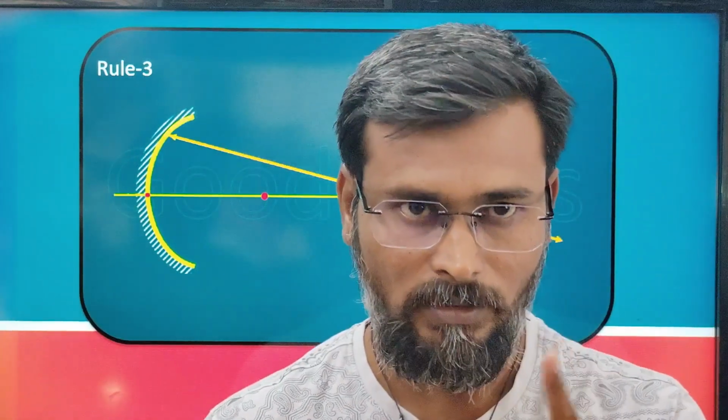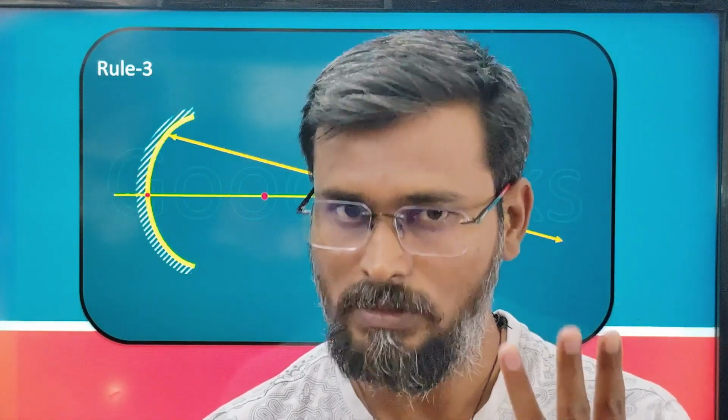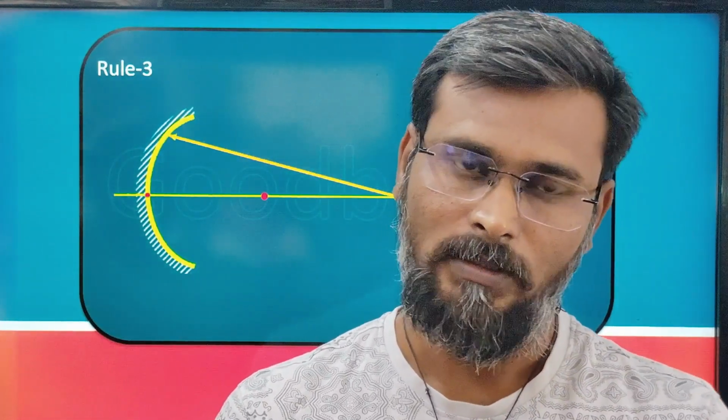So this is the third rule, and these three rules will help you to draw ray diagrams of images found by concave mirrors.